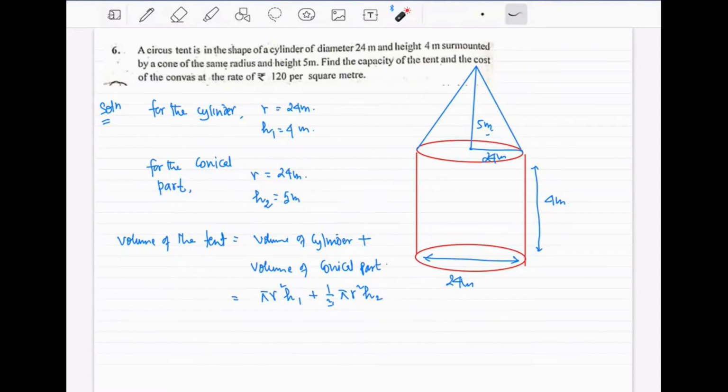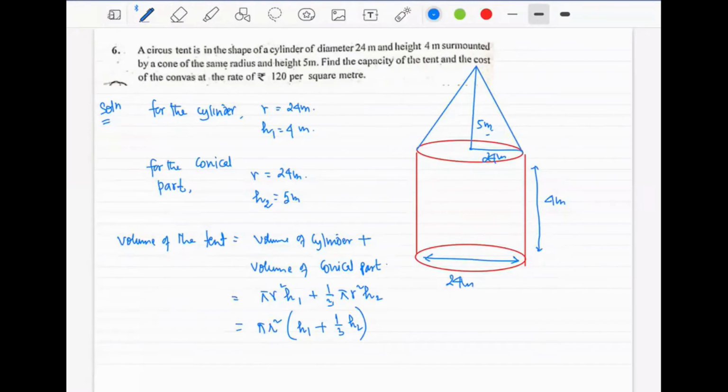Now, whatever can be taken out as common factor, I told you all to take out common factor first and then put in the value later on. So pi r square, we can take out as common factor. Pi r square is here and here also. That means h1 will be remaining in the first term, right? In the second term, we will have 1 by 3 remaining, h2 remaining. Okay, h1 remaining from the first one, 1 by 3 h2 from the second.